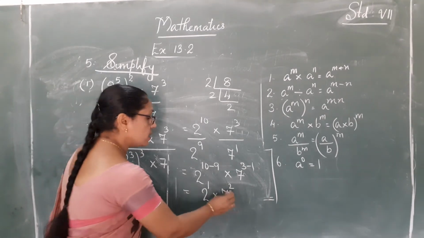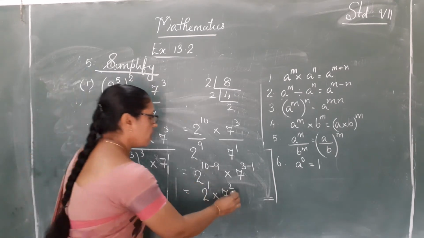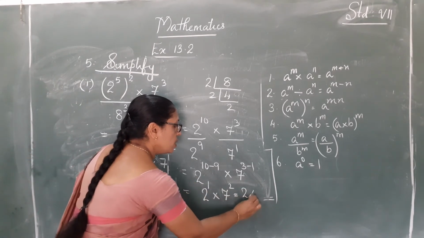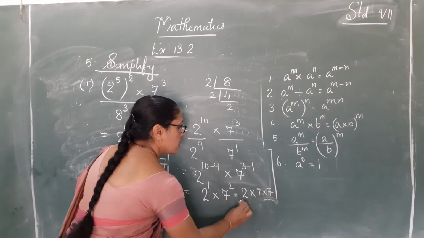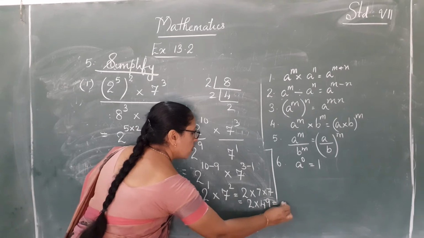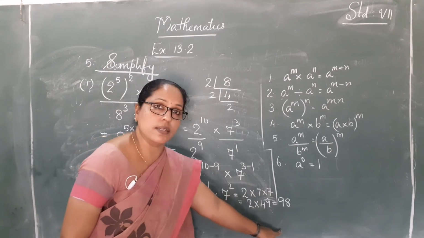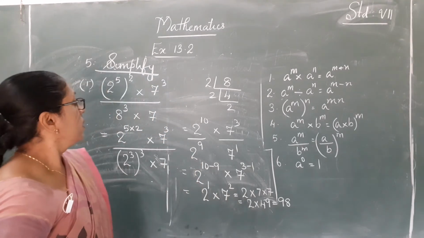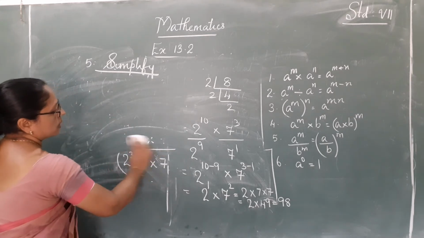Okay. So since it is simplified, not in the exponential form, you have to simplify. So you have to get the answer. So 2 into 7 into 7. So the answer is 2 into 49, which is equal to 98. Simplify means you need to get the answer. Okay. One more question I will do, then the third part you can do.